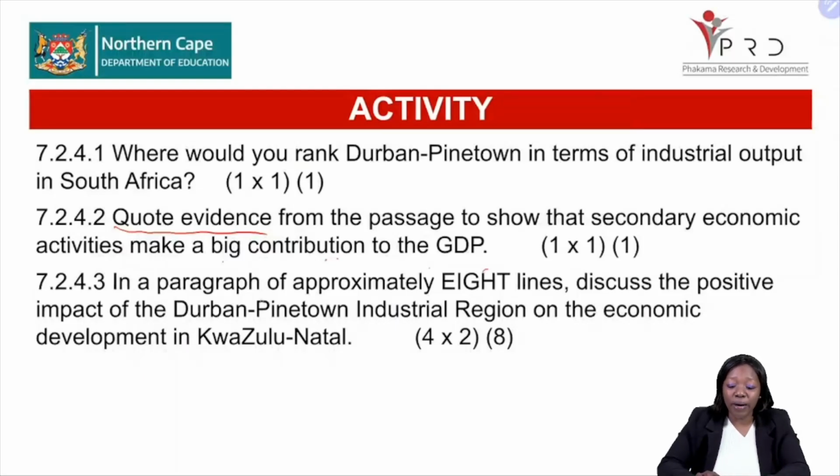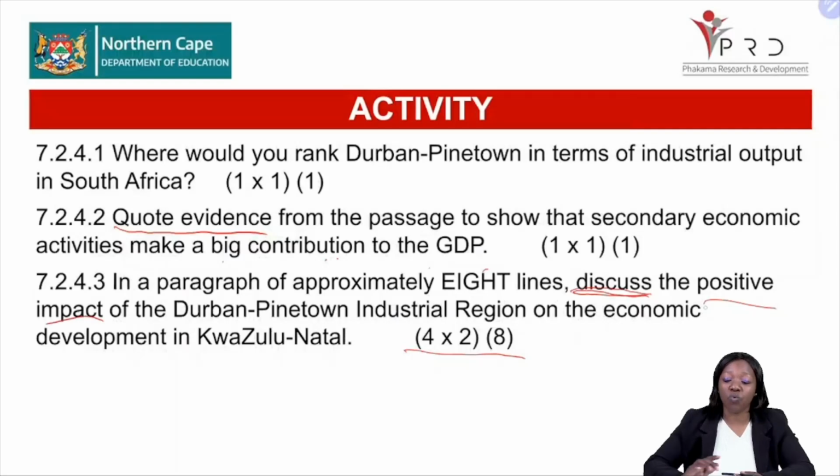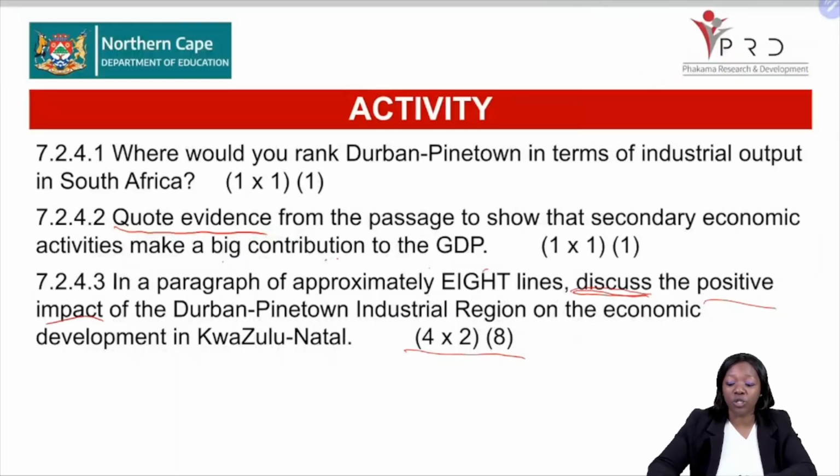Then number 3, in a paragraph of approximately 8 lines, you discuss the positive impact of the Durban Pinetown Industrial Region on the economic development in KwaZulu-Natal, 4 times 2. Remember, discuss, you need to give a full answer. You give a fact, then you support it. How is it becoming a positive impact in the development of KwaZulu-Natal? So again, I'm going to give you 6 minutes to work on these questions, and then after 6 minutes, we will proceed to the corrections.